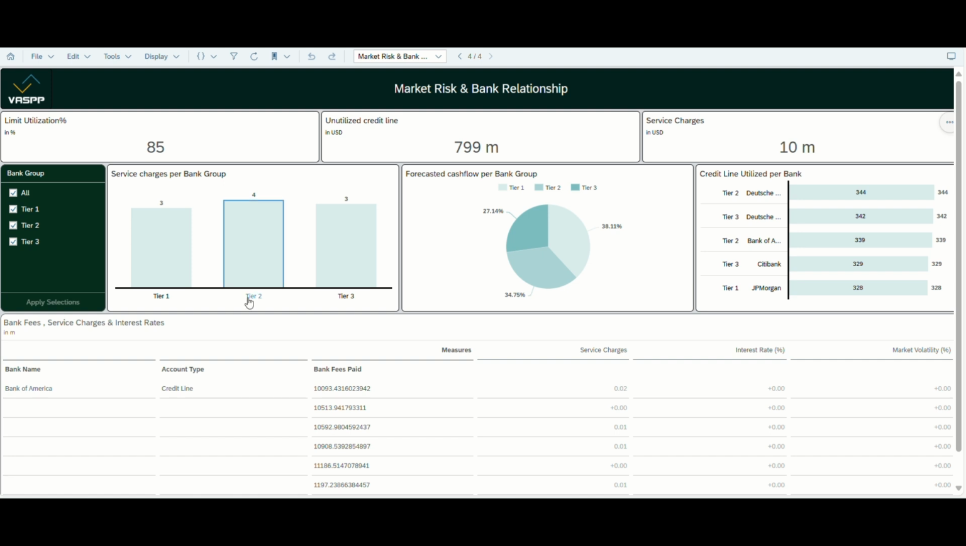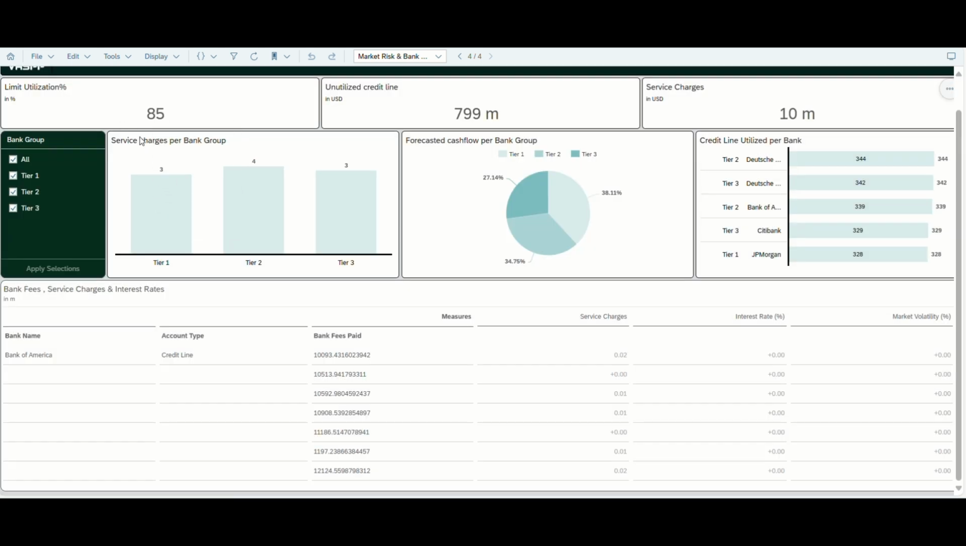Let's explore the visual analytics. The service charges per bank group visualization identifies where your banking costs concentrate, helping to pinpoint cost-saving opportunities. The forecasted cash flow per bank group chart provides a predictive view of cash inflows and outflows linked to your banks, enhancing liquidity planning. The credit line utilized ranking, top 5 highlights your most active banking partners, enabling prioritized relationship management and negotiation strategies.